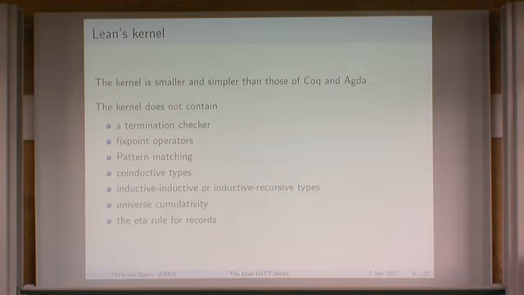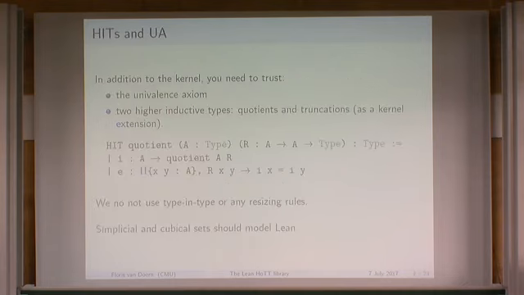Well, for example, the eta rule for records, I would actually wish we had it, but it's quite easy to work around it. So in addition to the kernel, we add two things to the HoTT library which you also need to trust. So we add the univalence axiom just as an axiom.